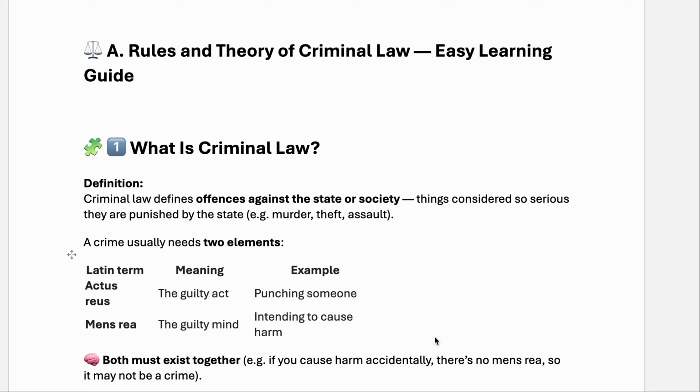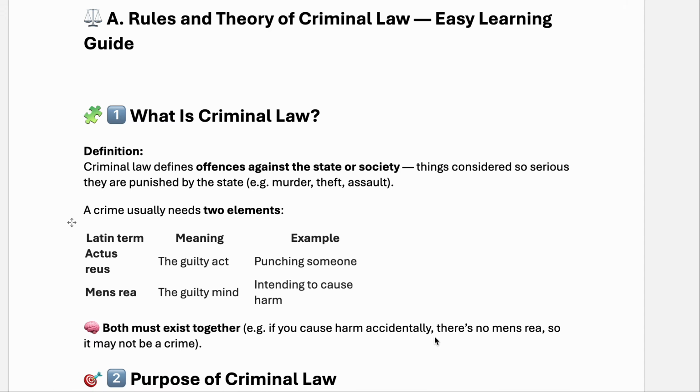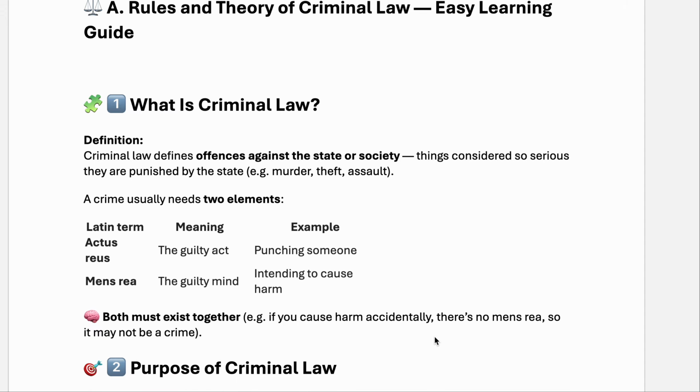But it doesn't just say, oh, you can't do that. It also spells out what happens if you do, and how the whole process works when you're called up in court before a judge. So it lays out the rules, but also the punishments and the procedures for bringing alleged offenders to justice.